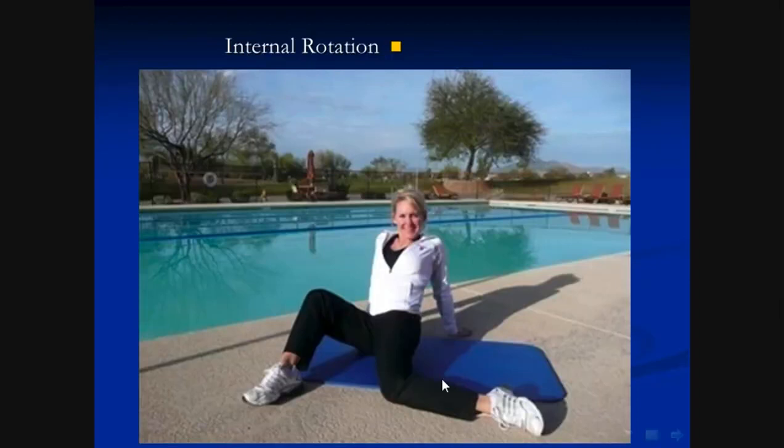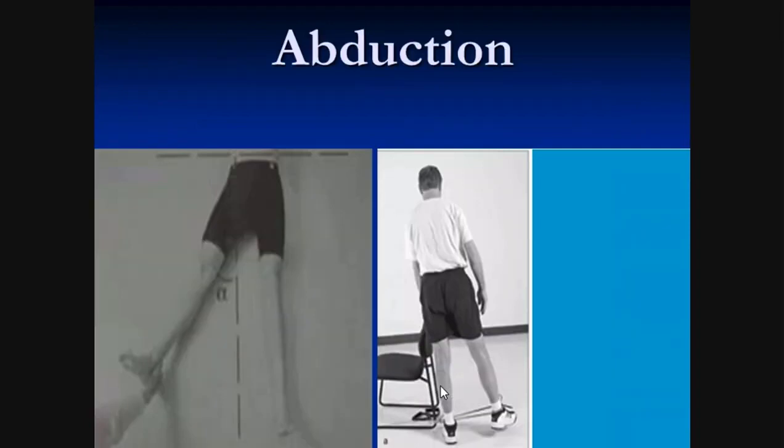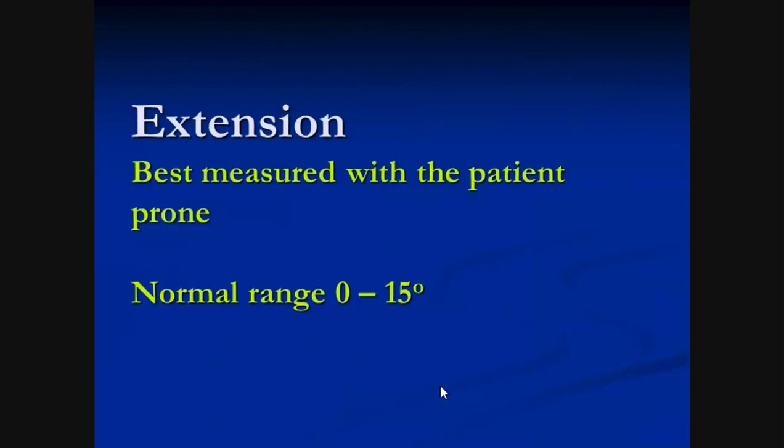Internal rotation, this is the position of internal rotation, and we can see that the patient can move the internal rotation about 40 degrees, like external rotation of the leg, and this is the adduction about 30 degrees and abduction about 45 degrees. Any question regarding the hip examination?